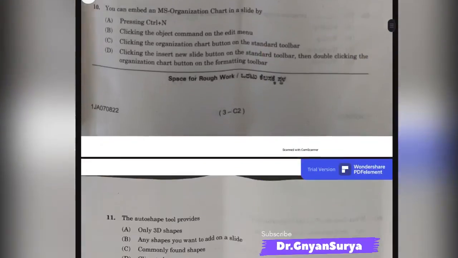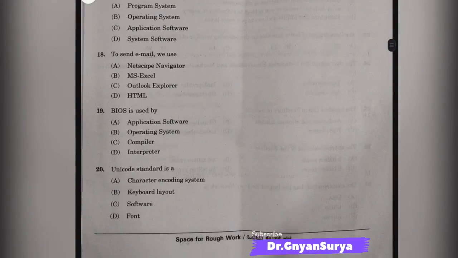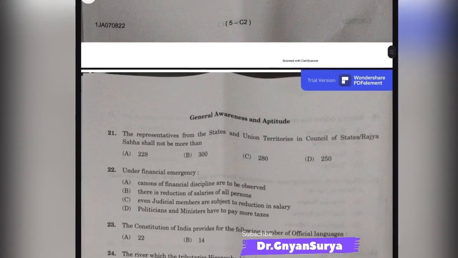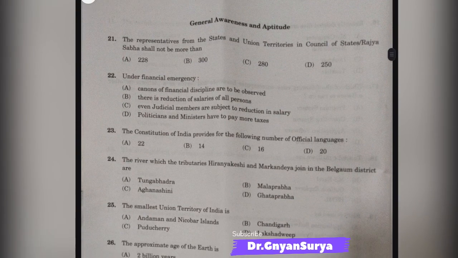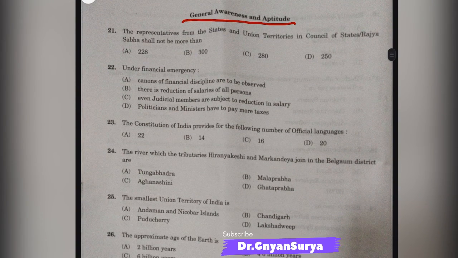So we are going to solve the questions from general awareness and aptitude. From this part we are going to solve the questions.